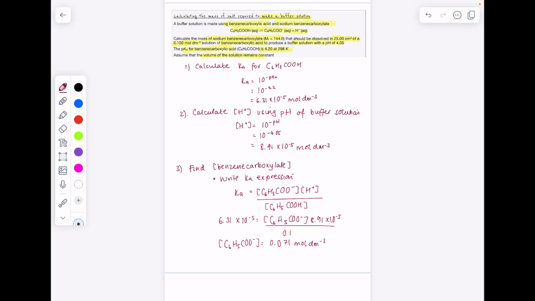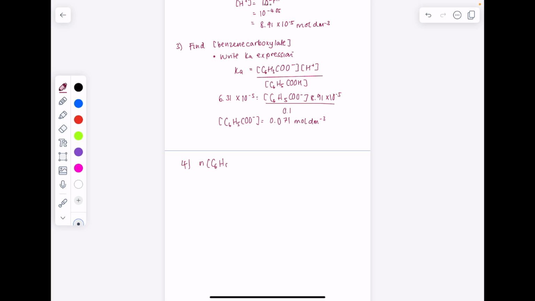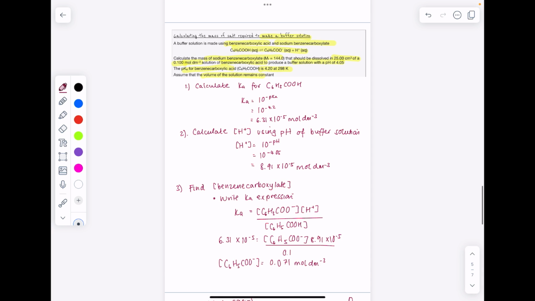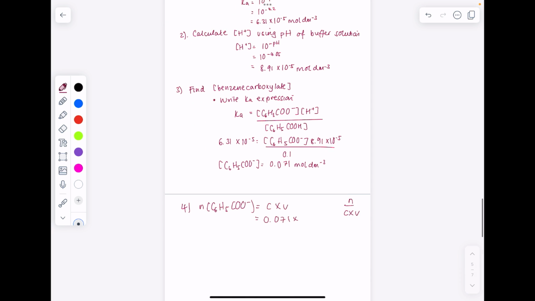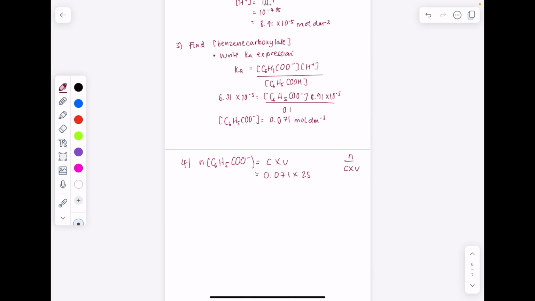We're so close now because we're being asked to find overall the mass of sodium benzene carboxylate. We have the concentration, which means we can now find the number of moles, which we do by doing concentration times volume. The concentration we just found, the volume was 25 centimeters cubed. Get that into decimeters cubed.